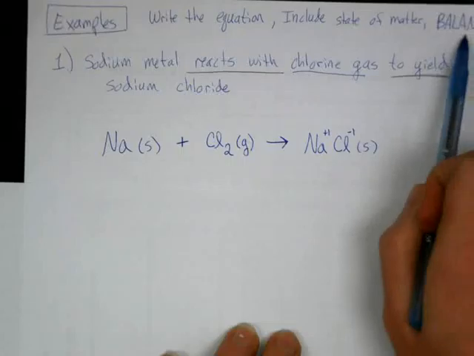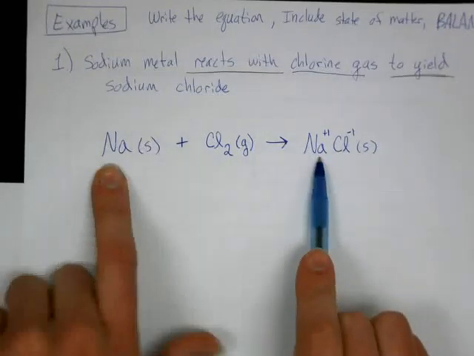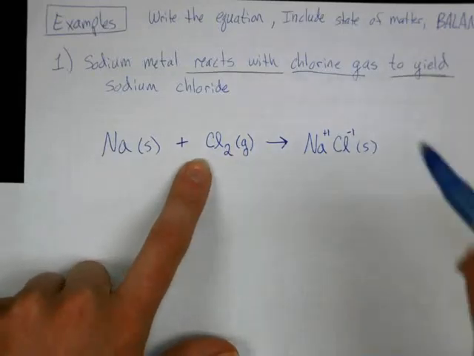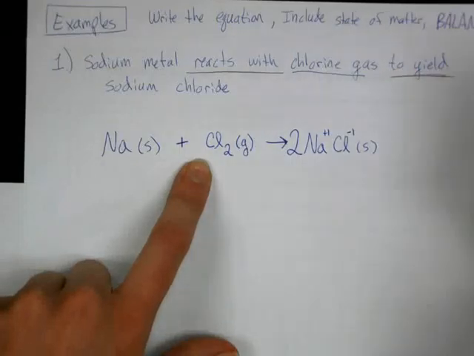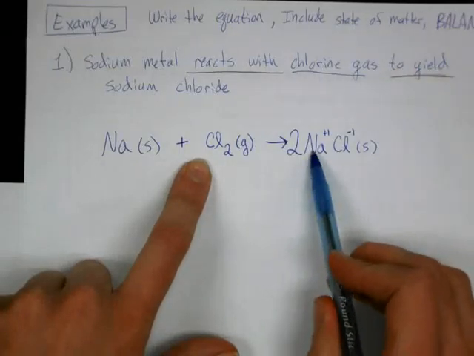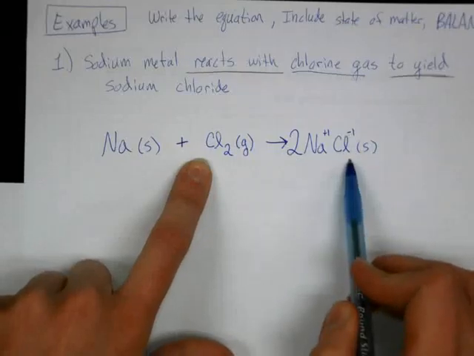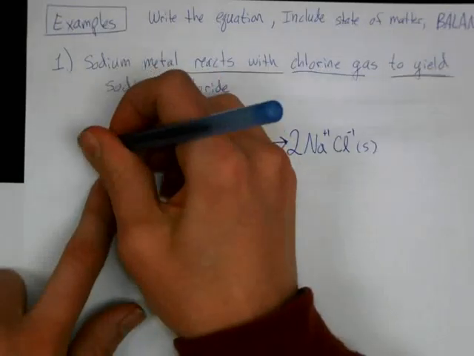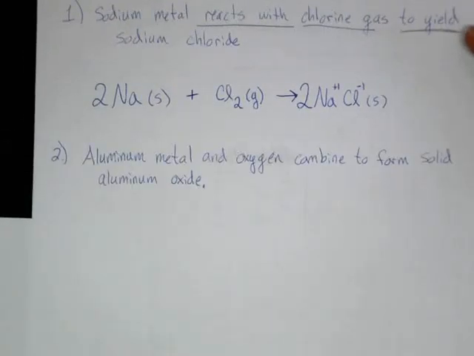We've gotten our equation. We've included our states of matter. Now all we have left is to balance. Here's 1 sodium, here's 1 sodium. Here I have 2 chlorines, over here I just have 1 chlorine. So I'm going to put a coefficient of 2 in front. That gives me 2 sodiums and 2 chlorines. Well, now my chlorines are balanced, but not my sodiums. In order to get my sodiums balanced, I'm going to put a 2 in front of the sodium. That would be our equation.